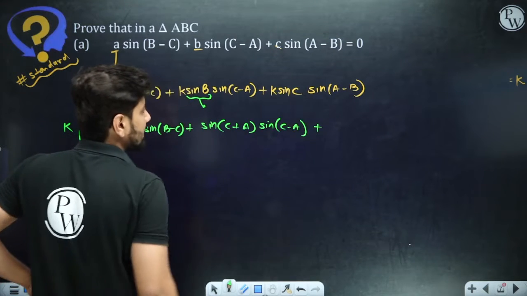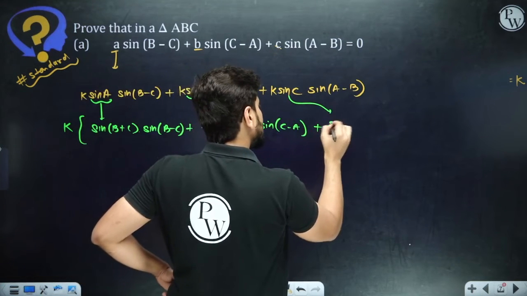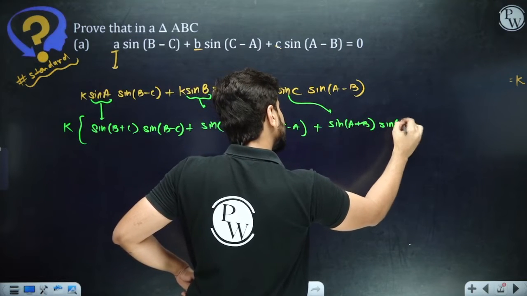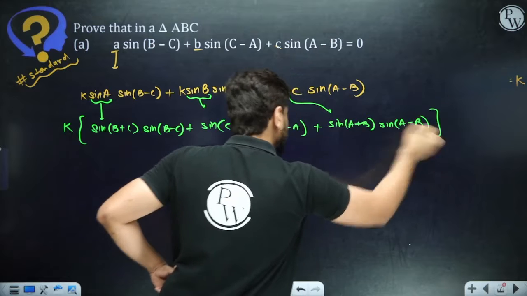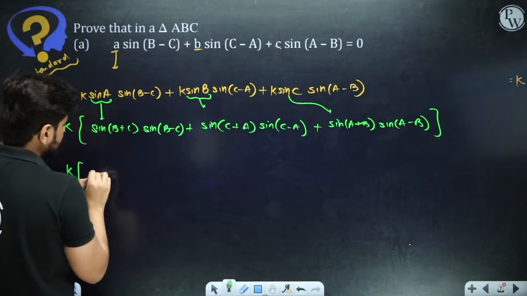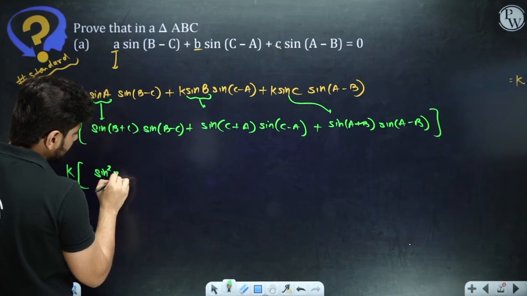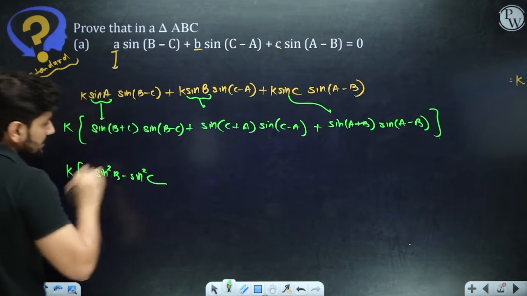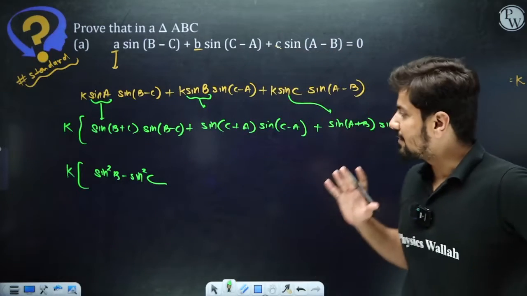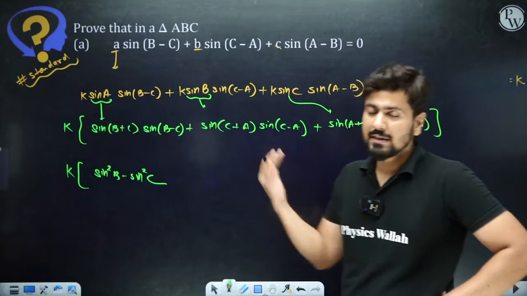In a similar way, I can write sine of C as sine of A plus B, and sine of A minus B is written in there in the multiplication. So we know that sine of B plus C into sine of B minus C is sine square B minus sine square C. Please watch the previous page again.